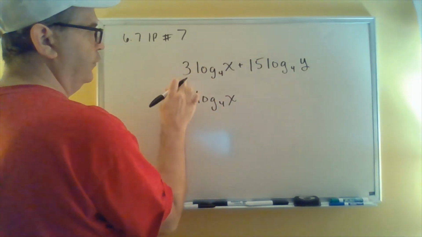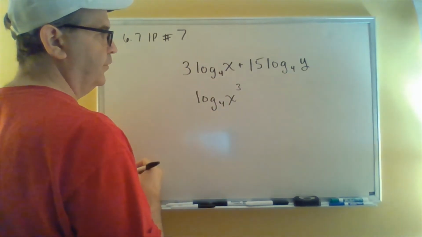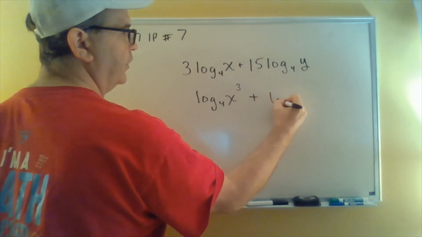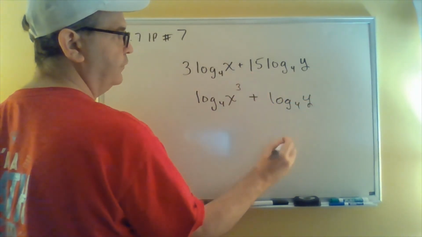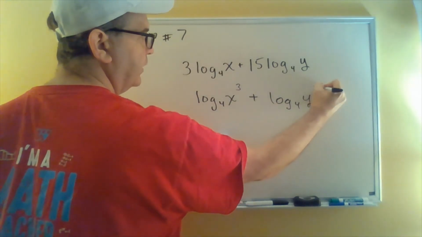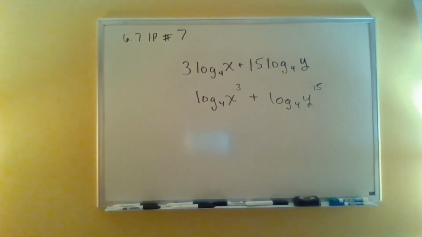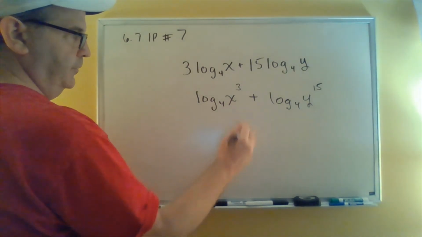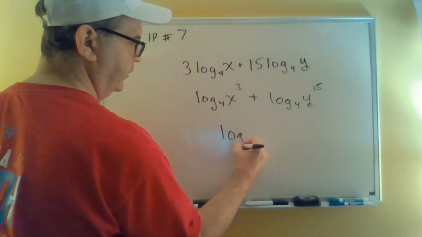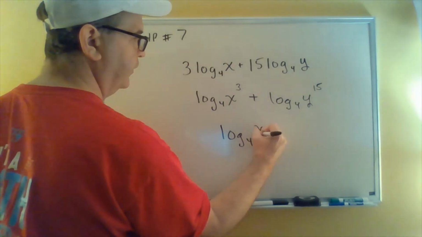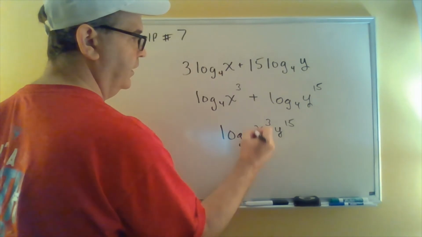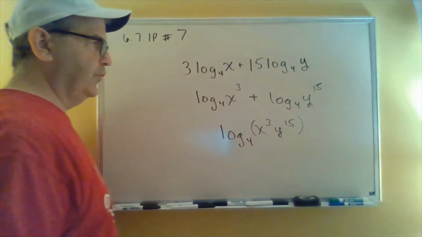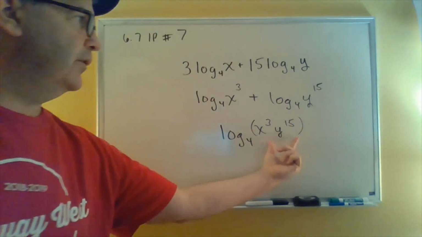So I'm going to bring this coefficient of 3, move it into the exponent spot here. And I'm going to use the power property on the second term here, moving the coefficient of 15 into the exponent spot here. Next property I'm going to use is the product property because I have an addition problem here. So I have the log base 4 of x to the 3rd times y to the 15th. And I'm going to wrap those in parentheses so we know I'm taking the log of that entire expression there.